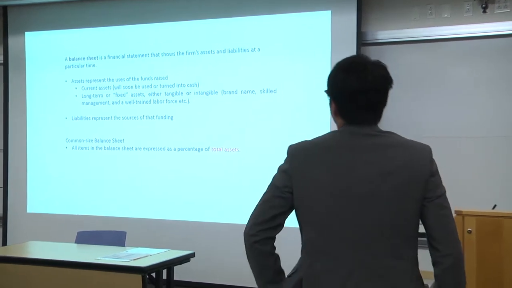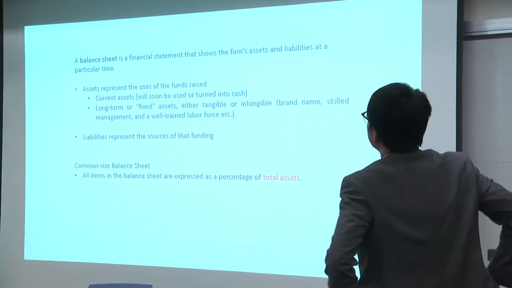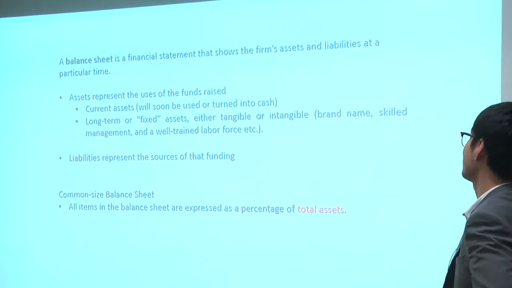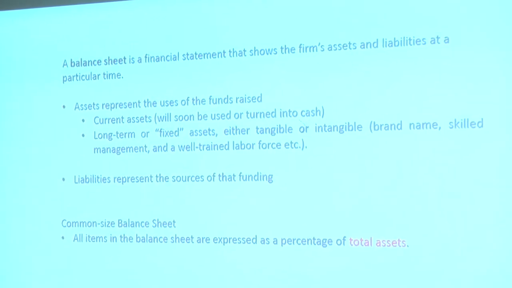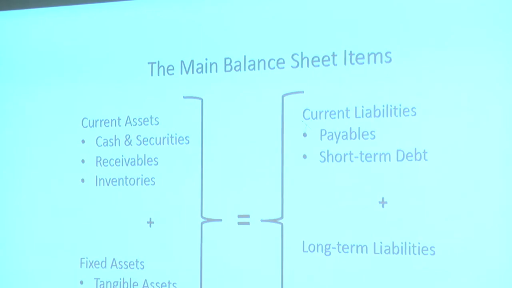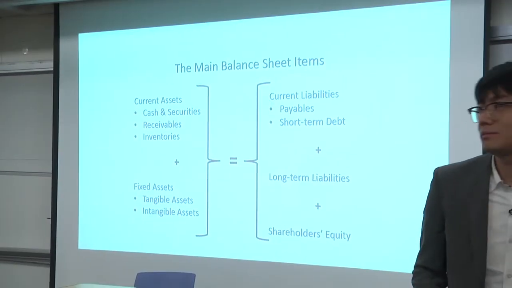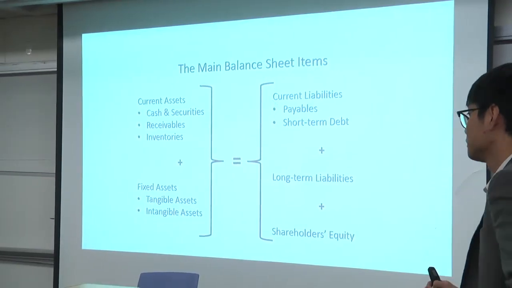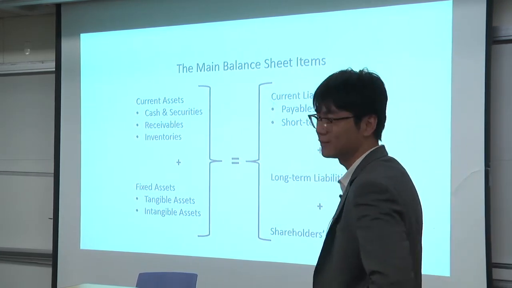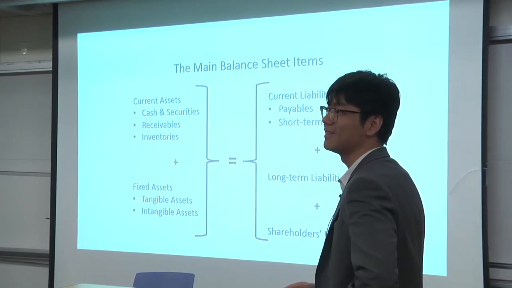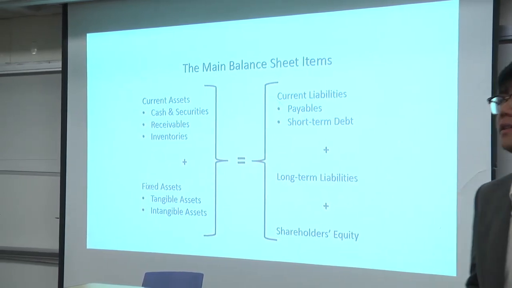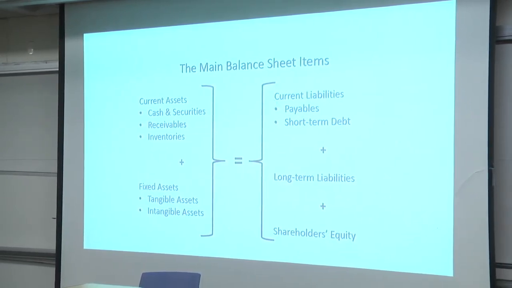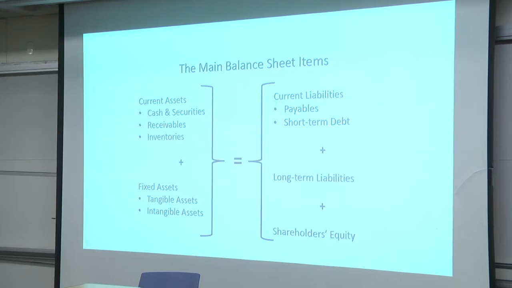All right. Then you can see, okay, assets represent the use of the funds raised. You have current assets, long-term fixed assets, either tangible or intangible. So who can give me a good example of intangible assets? Tangible assets? No, intangible assets. Goodwill, patents, right? Trademarks? Yes, trademarks and things, right? They're not tangible. You can't touch them, right?